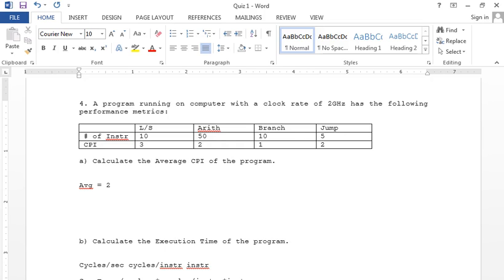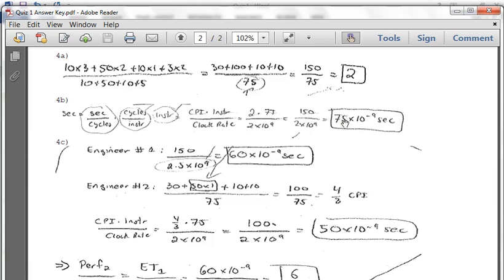So what was CPI? 2. Yeah, you already calculated. And what was the number of instructions? 75, right? And we got that by doing 10 plus 50 plus 10 plus 5. And so this becomes 150 over 2 times 10 to the -9. I'm sorry, 2 times 10 to the 9. Right, so this is all in the denominator, which becomes 75 times 10 to the -9 seconds, which is what you got.